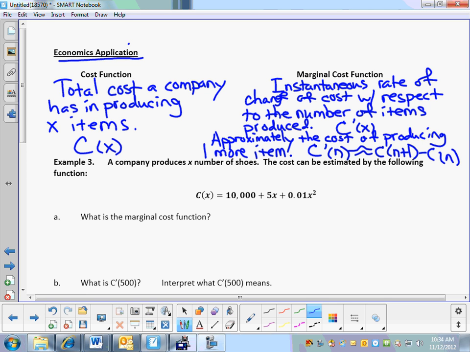Yep, C of n on the end. Yep. C of x. Yep. Sure.